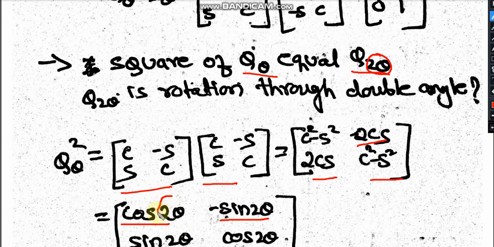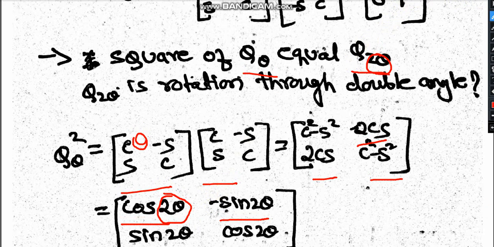And now you see the angle. Before, it was theta, and the angle has been converted to 2 theta. So squaring is nothing but rotating it twice. Okay, so this completes the discussion about rotation.